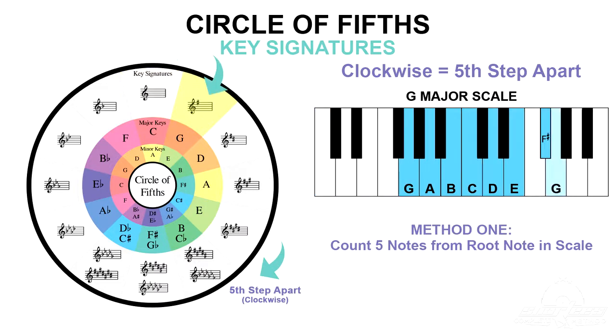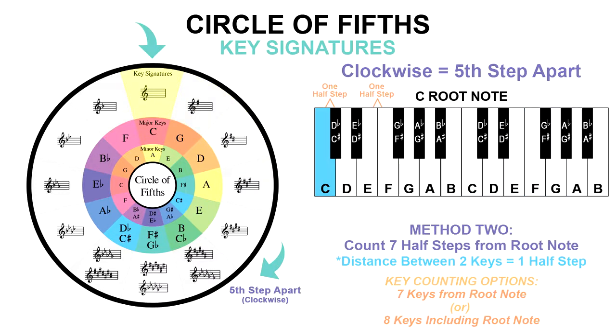The G major scale is G, A, B, C, D, E, F sharp. So if you count 5 notes from G, we get G, A, B, C, D, which means D is a fifth step up from G.